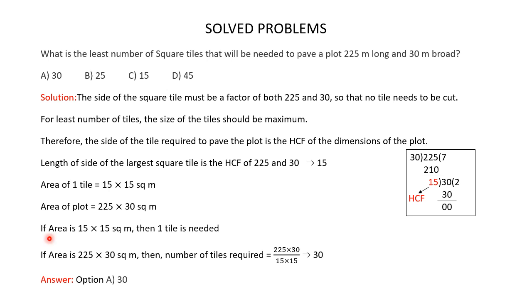So if area is 15 multiplied by 15 square meters, then one tile is needed. If area is 225 multiplied by 30 square meters, then the number of tiles required to pave the plot would be equal to 225 multiplied by 30 divided by 15 multiplied by 15. On solving this, we get 30. So 30 is the least number of square tiles that will be needed to pave a plot 225 meters long and 30 meters broad. So the correct answer is option A, 30.